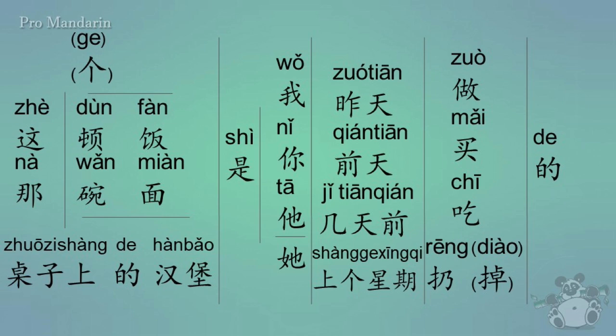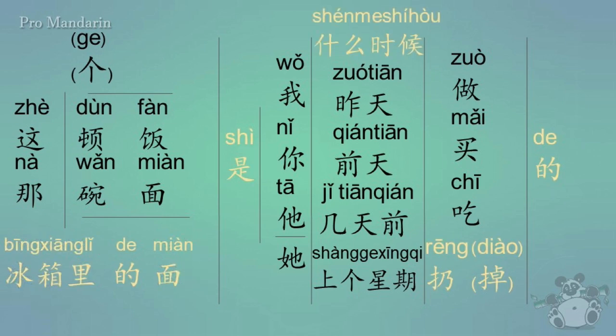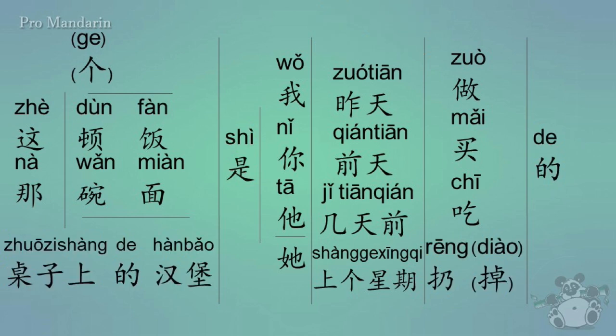So I could say the noodles that were in the fridge. And so the way I could do that is say 冰箱里的面. So the 面 that's in the fridge or that was in the fridge, something like that. Then I could say 是什么时候扔掉的? Or in other words, when were they thrown away? So to put it all together, 冰箱里的面是什么时候扔掉的? All right, so let's try to answer that question. So how would you say, I threw that bowl of noodles out 2 days ago?